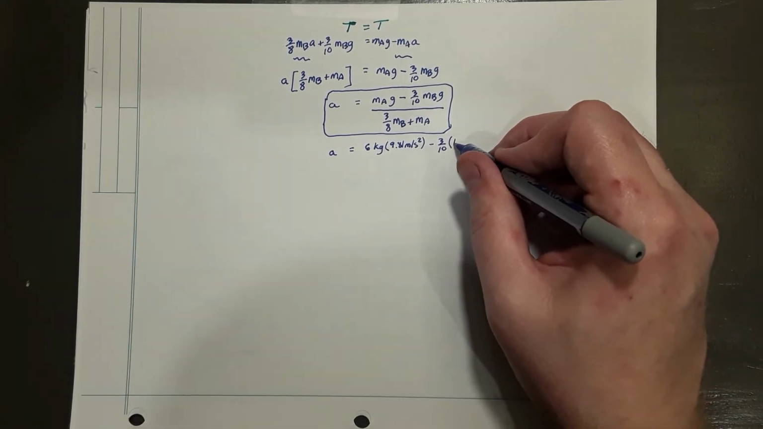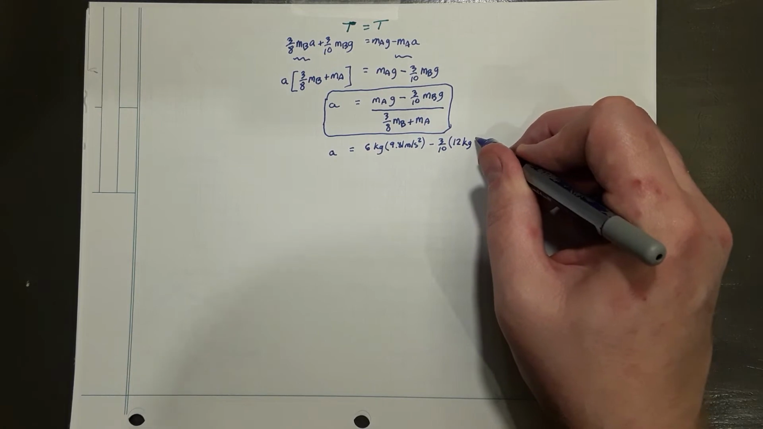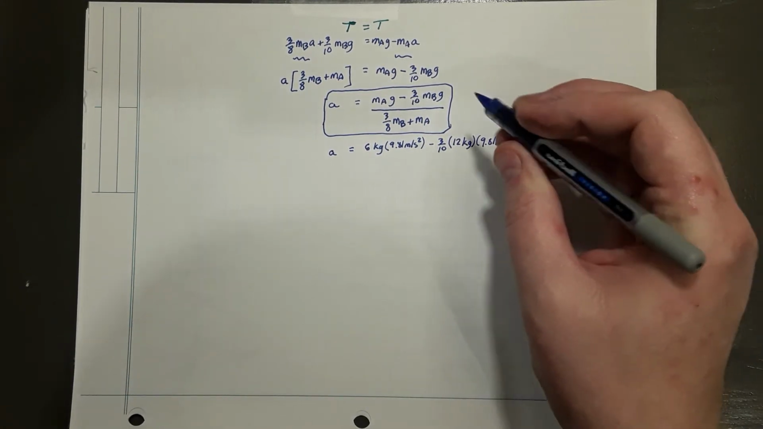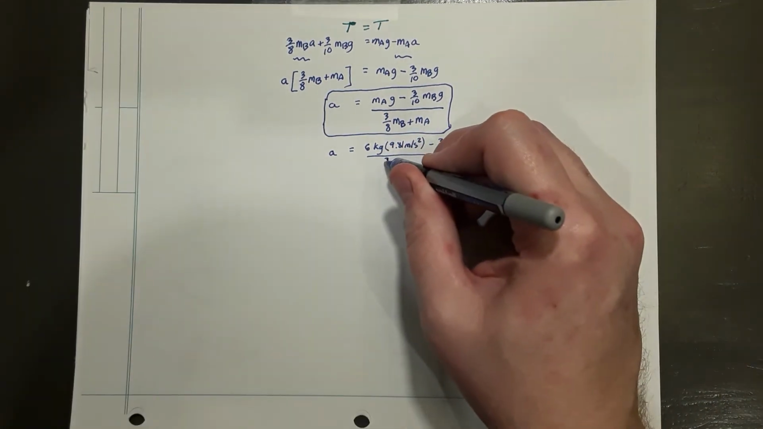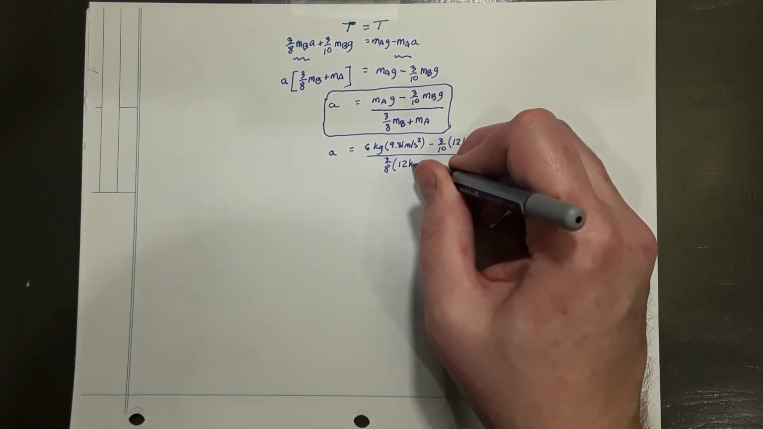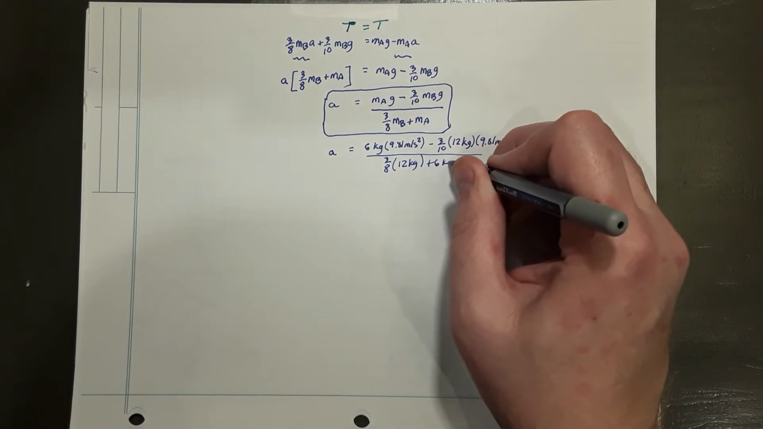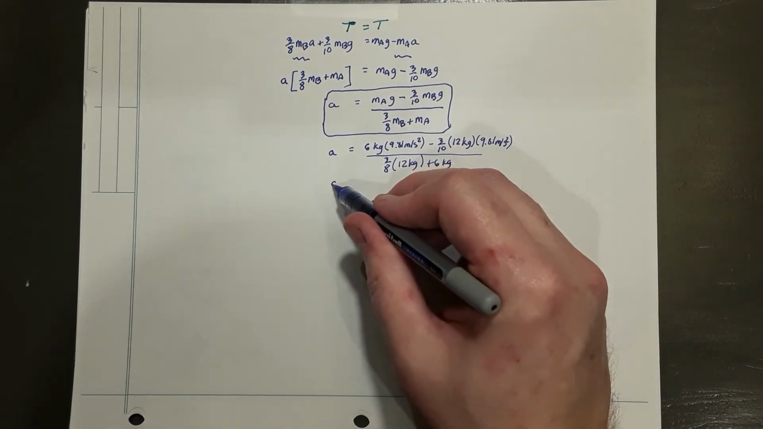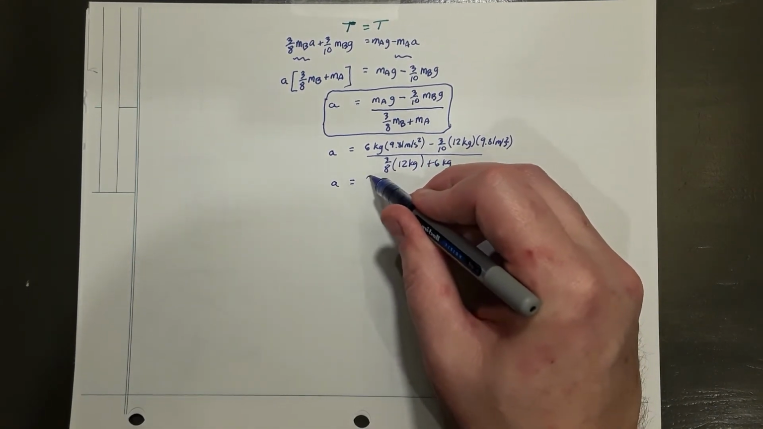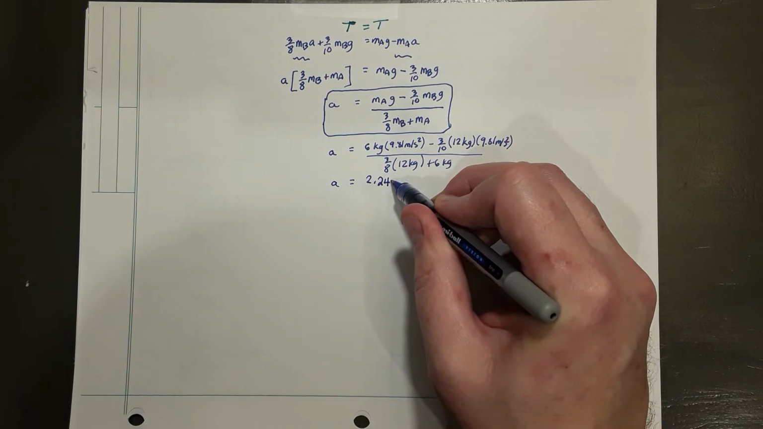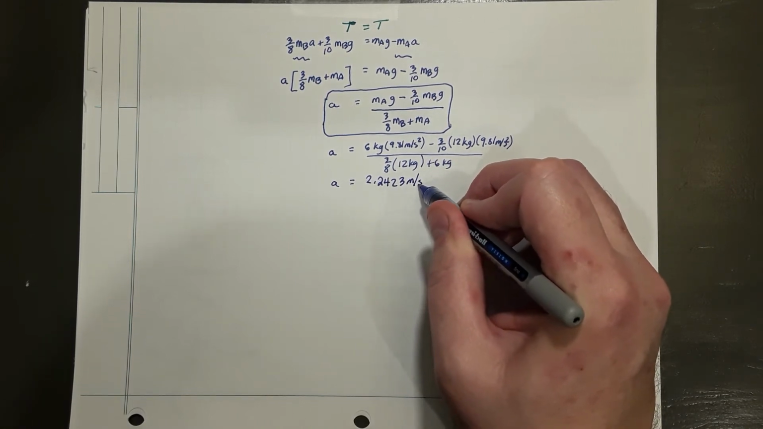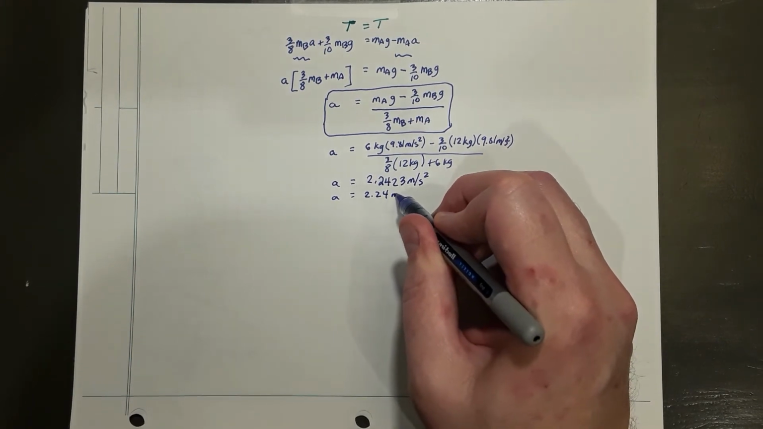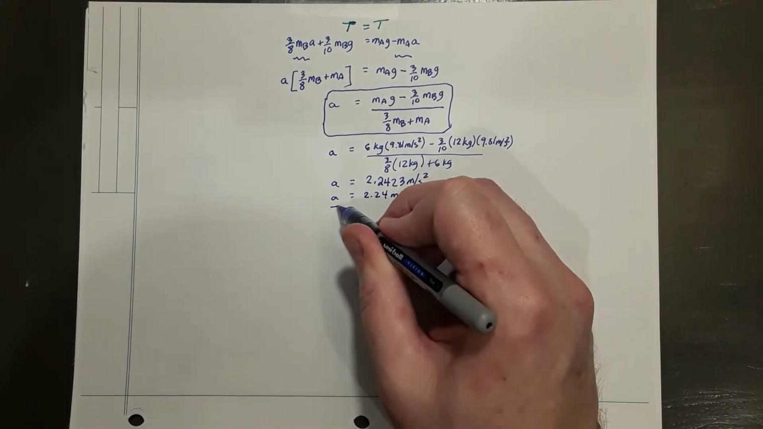MB was 12 kilograms times 9.81 meters per second squared, all over 3/8 of 12 kilograms plus 6 kilograms. We get kilogram meter per second squared on the top, kilograms on the bottom. If you calculate this out, you'll end up with 2.2423 meters per second squared, or to 3 significant digits, 2.24 meters per second squared.